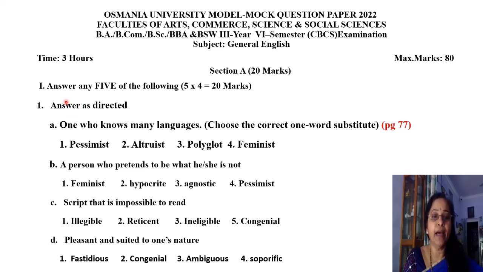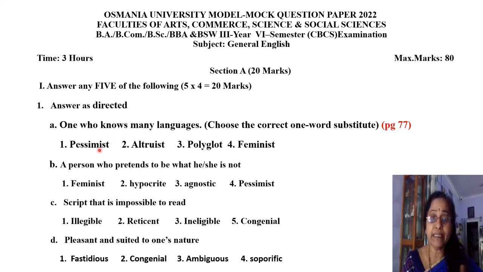So answer any 5 of the following. The first section consists of 8 questions and you have to answer 5 of them, and each carries 4 marks, and this section is allocated for 20 marks. So let's see the first question. Answer as directed. One who knows many languages. Choose the correct one word substitute. This is from unit 4. And then pessimist, altruist, polyglot and feminist. These are the options and the answer is polyglot.